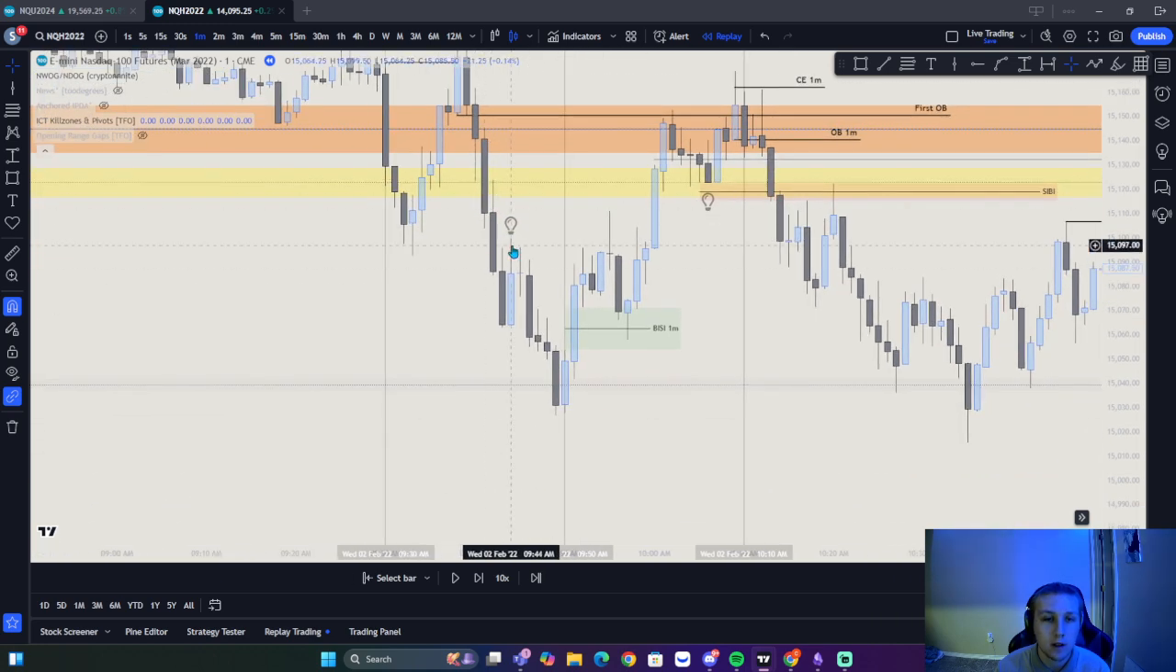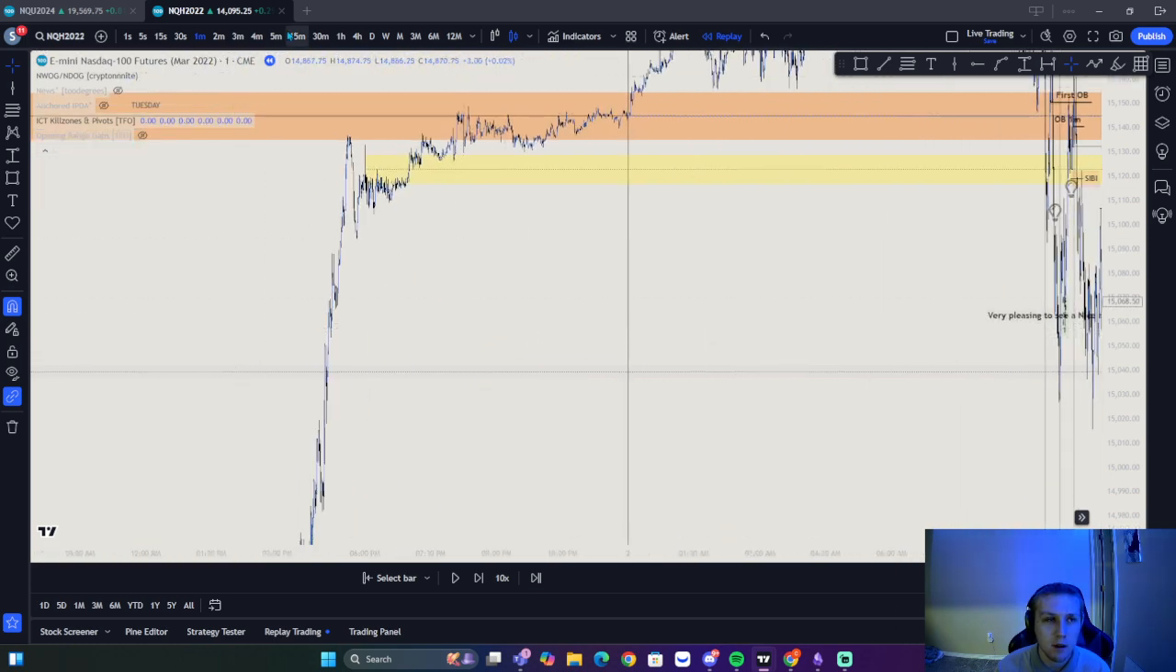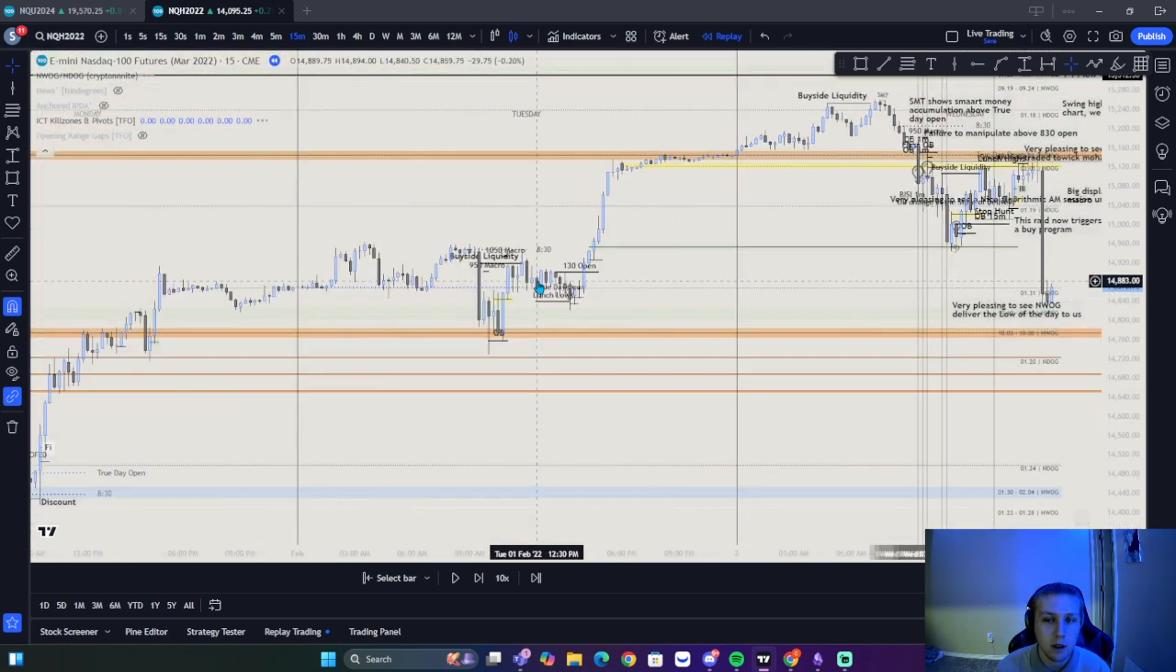Then we trade lower. What is this? SIBI. Looking for that new day opening gap. That gets traded to right there. There might be like a 15-minute fair value gap that we initially traded into.